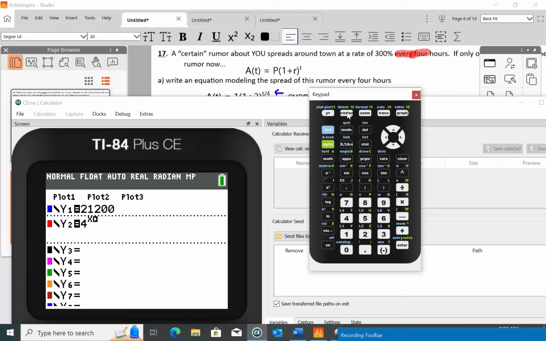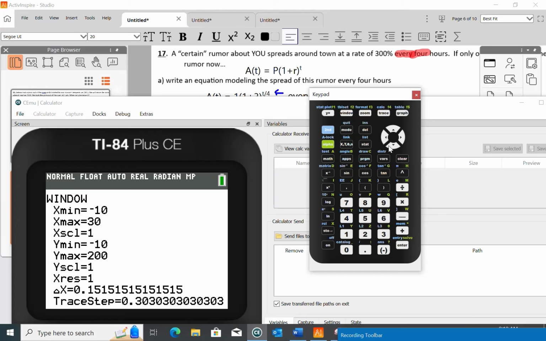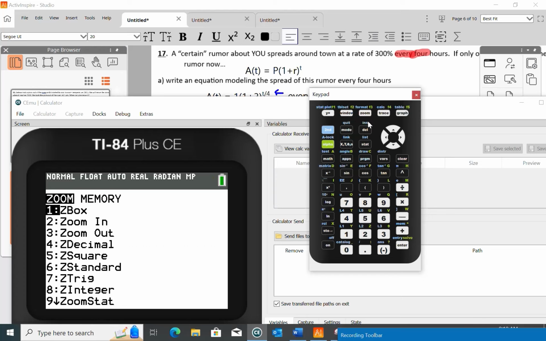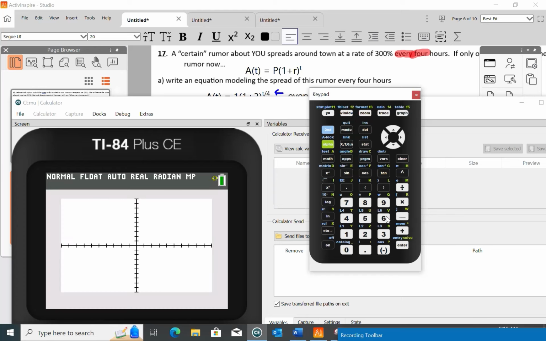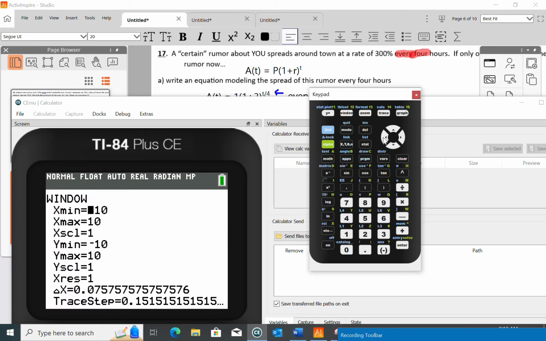Anyways, I scroll up to window. I'm sorry, I'm going to do a Zoom 6 first because that was previous window settings. I just want to clear the window. It's funny how that works. The more you give people, the more they complain.